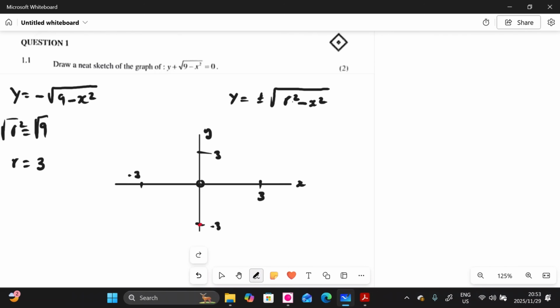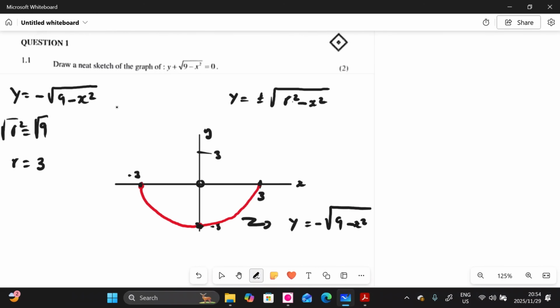So when I have this point here, and that point there, and this point there, and then we connect these dots, there we go, guys. This is our graph. You can name it y is equal to negative root 9 minus x squared. That is our graph here. This here is out of 2 marks.